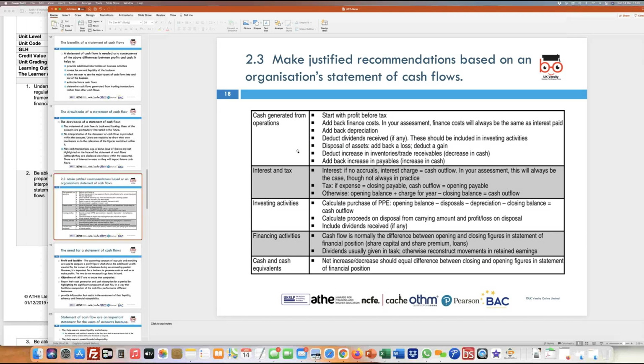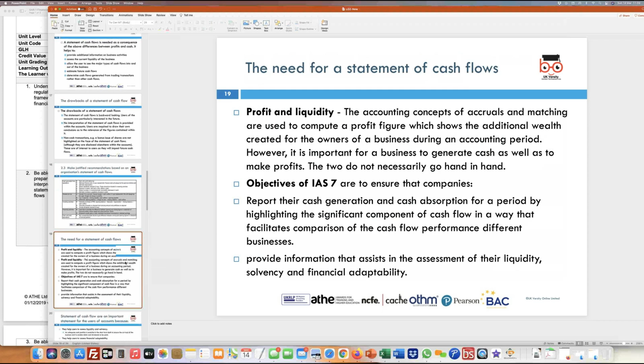you could categorize them into broad categories, like how the owner in this case could look at improving the cash flows of the business by looking at the operational side of things, tax and interest, any of the investment activities, financing activities, and anything to do with CCEs, or cash and cash equivalents. So they would be basically the remits in which you would be making some of the recommendations.